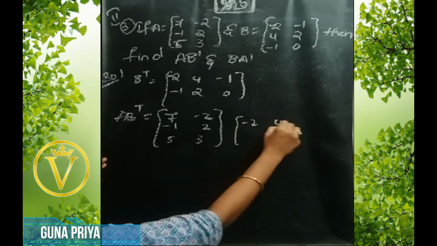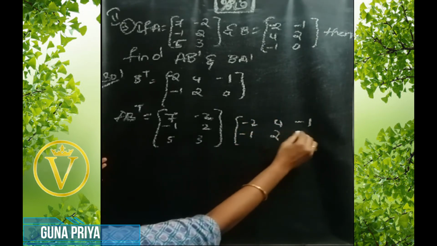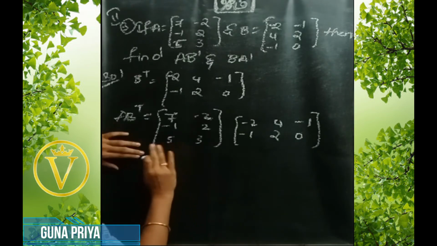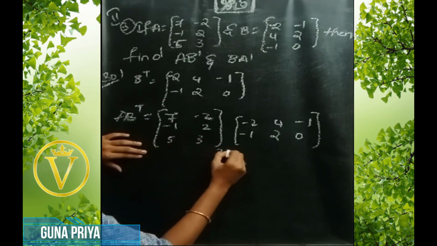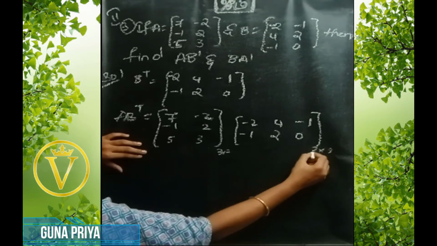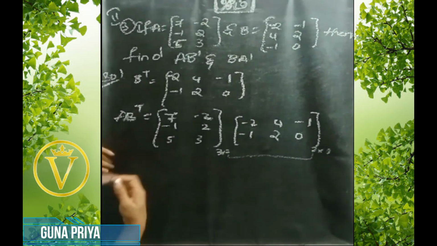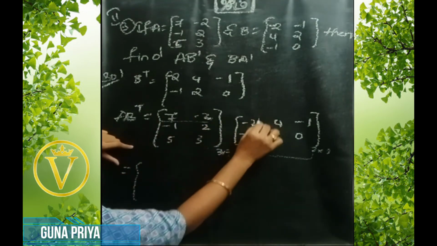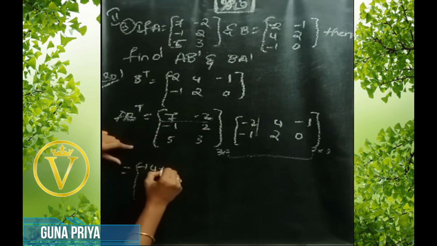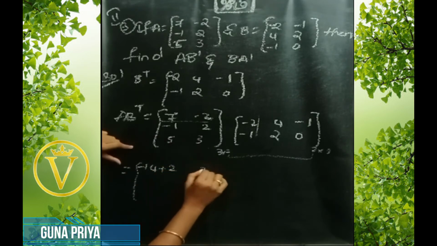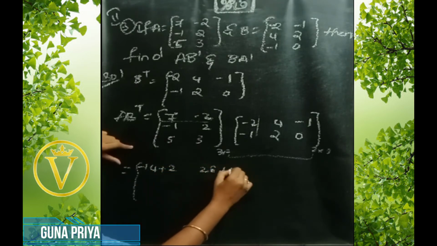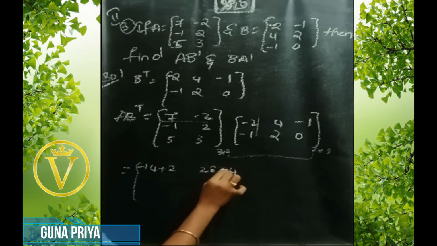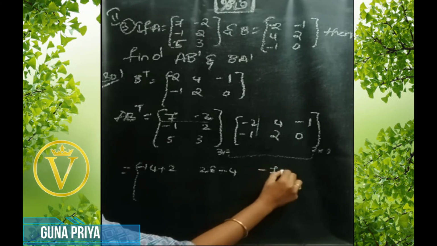We have to check whether this matrix will exist or not. To check, see here this is 3 by 2. Here this is 2 by 3. The 2 is same, so this matrix can exist. Now multiply. This is the row. 14 plus 2. 28 plus 4. Right? Sorry, here minus. Minus 7 plus 0.